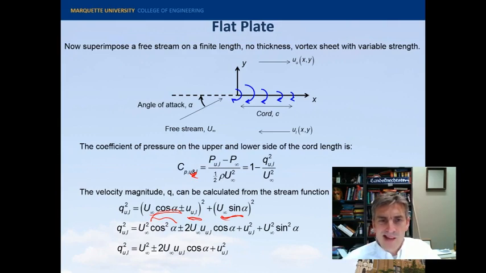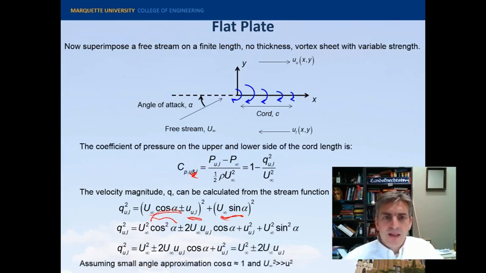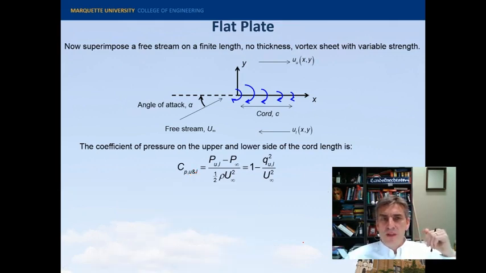I can FOIL that out, and if I make the assumption that this term here, because I know that u is small compared to big U, or that's the assumption anyway, then I can get rid of this term. And then if I make the small angle approximation that cosine alpha is 1, I can simplify and get rid of that cosine alpha. So I'm left with this expression right here for the magnitude squared of the velocity just above and below the plate.